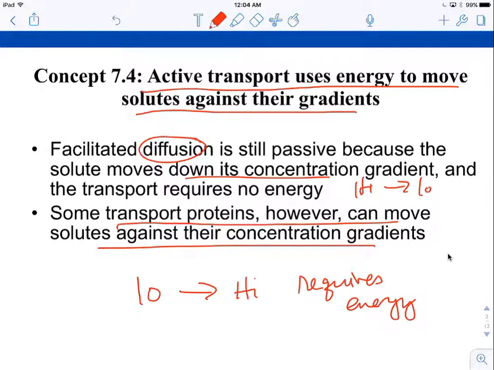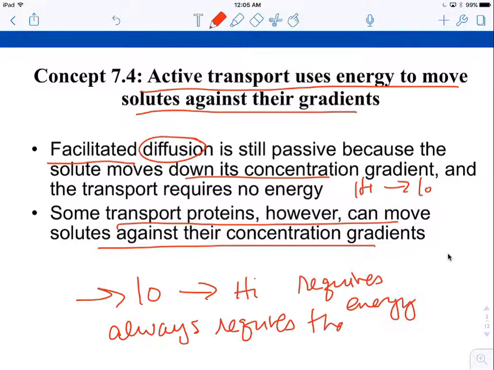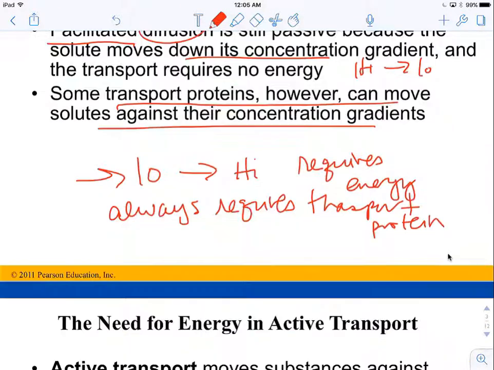Okay, and diffusion can happen just by itself, or it can be facilitated diffusion. No matter what it is, it's always moving with the concentration gradient, from high to low. Active transport, or when you go against your concentration gradient, so going from low to high, always requires a transport protein. Active transport cannot happen without a transport protein.